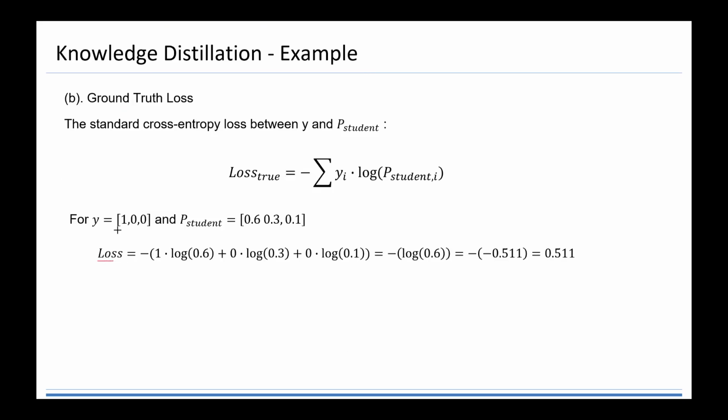So the loss will be 1, this is the actual, multiplied by log 0.6, 0 times log 0.3, and 0 times log 0.1. Because 0 multiplied by any value will be 0, the remaining will be log 0.6. And we have the negative, so we have the minus. So this is the loss between the actual value, the ground truth, and the student network.